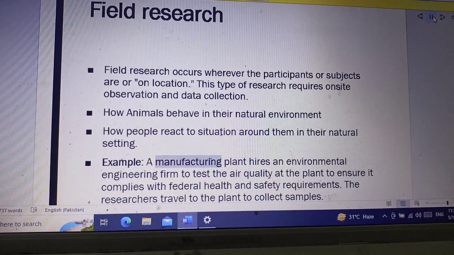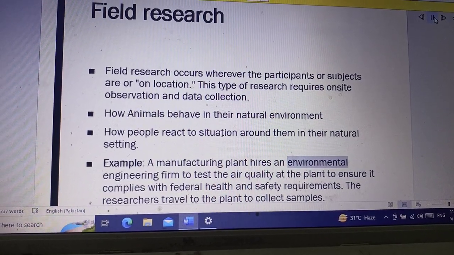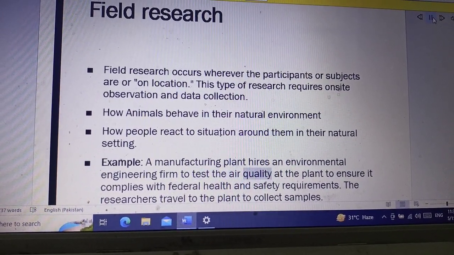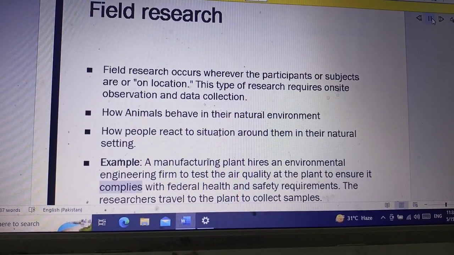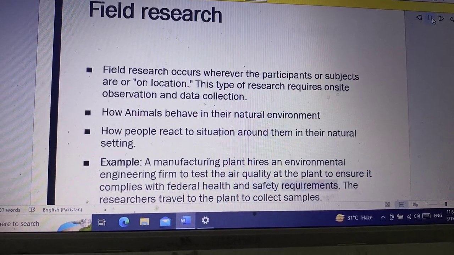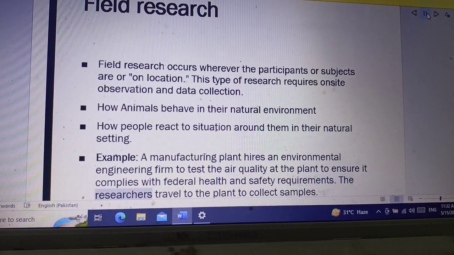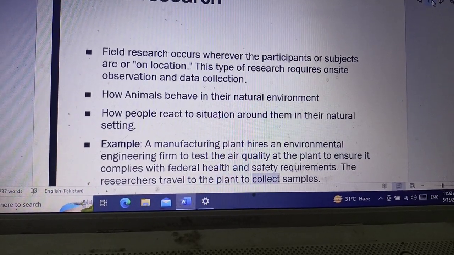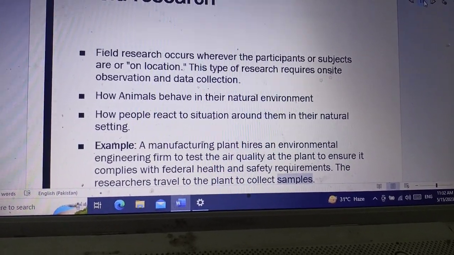Example, a manufacturing plant hires an environmental engineering firm to test the air quality at the plant to ensure it complies with federal health and safety requirements. The researchers travel to the plant to collect samples.